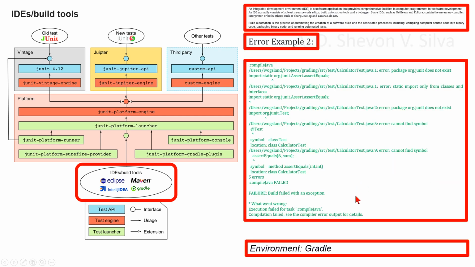As an error example too, we can consider this occurred in an environment with Gradle. Here, compileJava: Users workload project gradling source test CalculateTest.java error: package org.junit does not exist, etc. And here, 5 errors and compile failed, failure: build failed with an exception, etc.